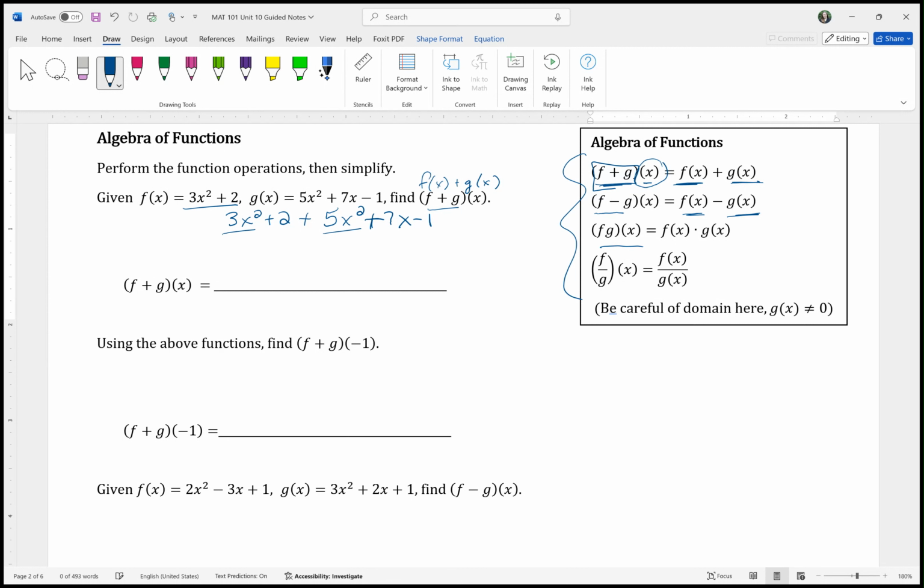So let's add our like terms here. 3x squared and 5x squared is 8x squared. And then we have 7x. And then 2 minus 1 is 1. And that's it for that one. Okay, let's look at the next one.